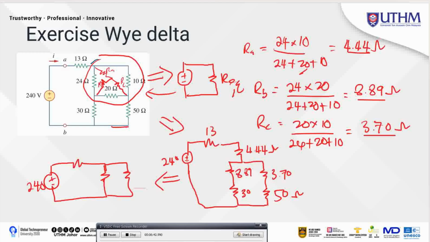So 13 plus 4.4 becomes 17.44. For this one, 30 plus 8.89 will be 38.89. And the outer side is 53.7 ohm. Now for this one you can solve using the parallel circuit.